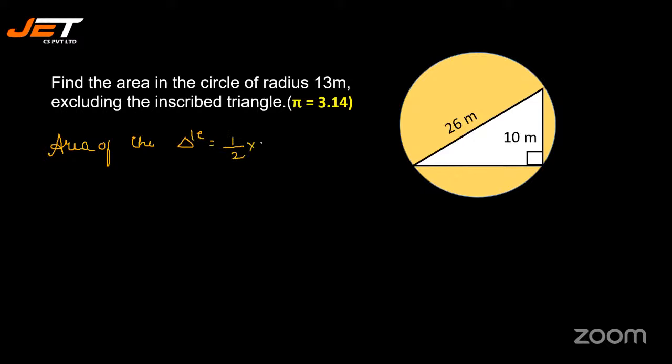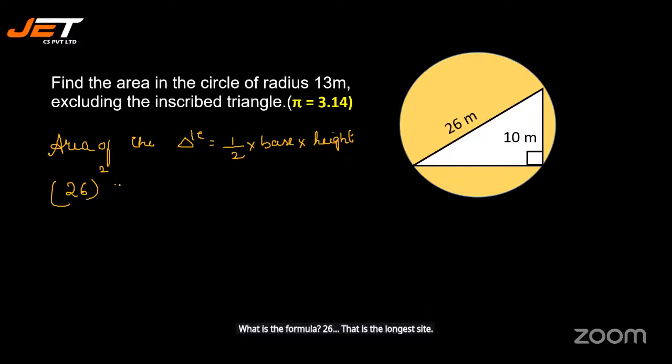Half into base into height. So we don't have the base, only two sides are given. But we know the formula. What is the formula? 26 square, that is the longest side, the hypotenuse, is equal to 10 square plus base. Let's take the base as b square.